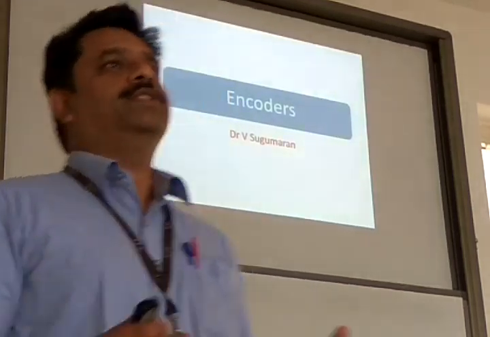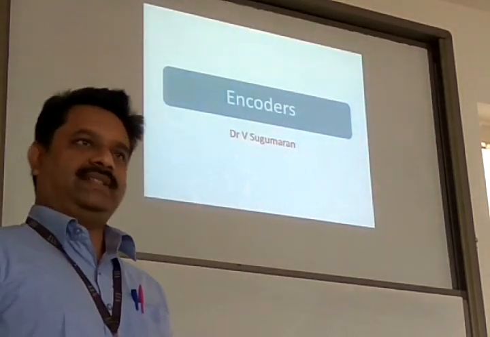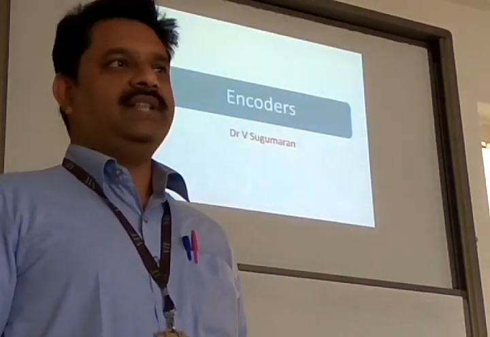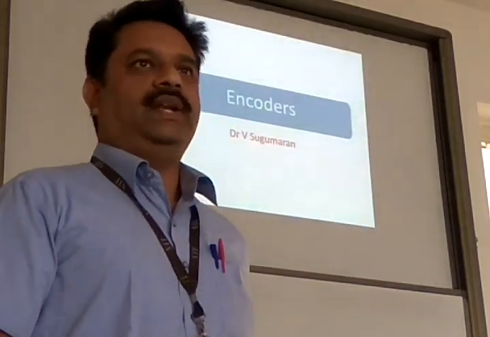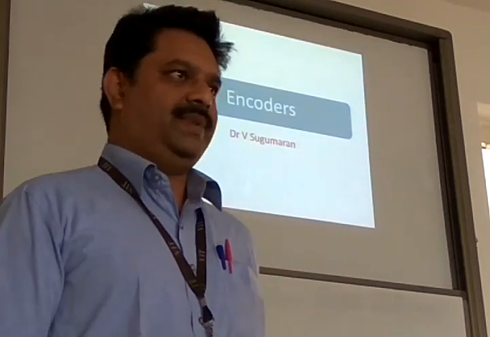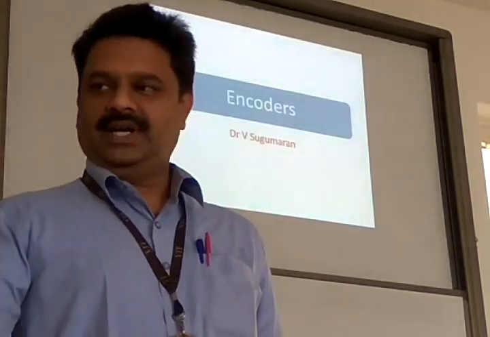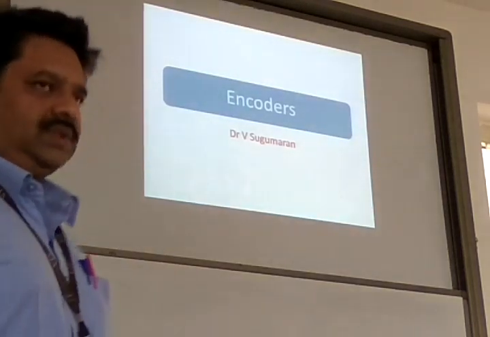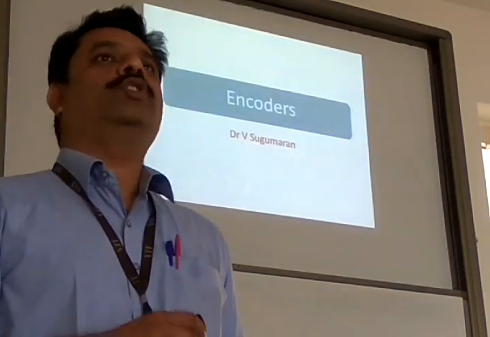All work on the same principle, Ohm's law, V equals IR. As the resistance increases proportional to the displacement, the voltage will increase. Calibrate the voltage with respect to the displacement, and you can directly measure the displacement from the display that you have. Next coming up is the encoder.